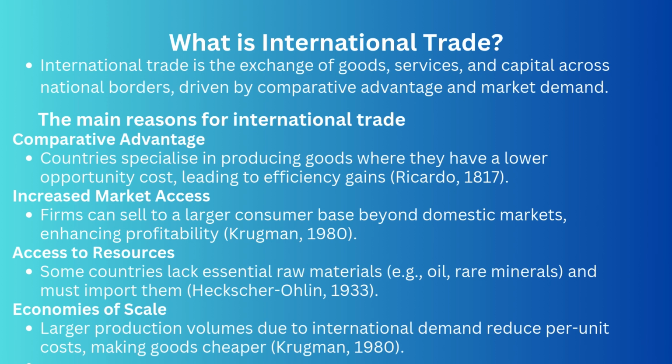Access to resources. Some countries lack essential raw materials like oil, rare minerals, and so on. There are quite a ton of them, and they transport them, and that is international trade as well. They'll say, well, we've got the resources, and you have got the ability to turn this primary good into a tertiary good. Let's see how we can make that happen. Or the primary good to a secondary good, and we can work our way towards the consumer from that point forward.